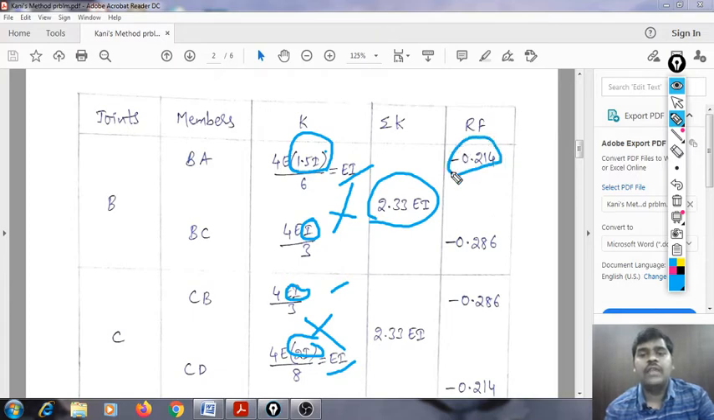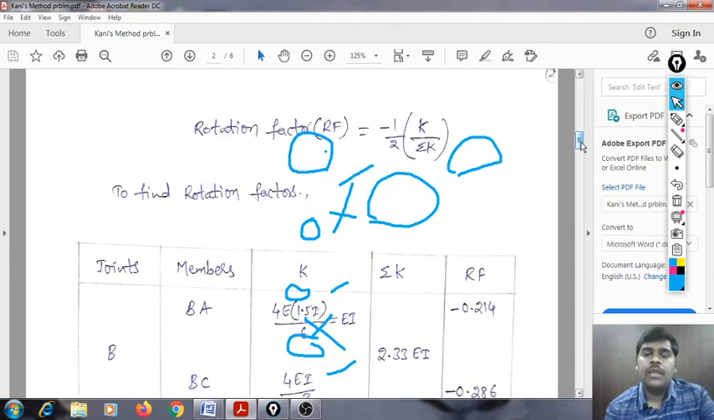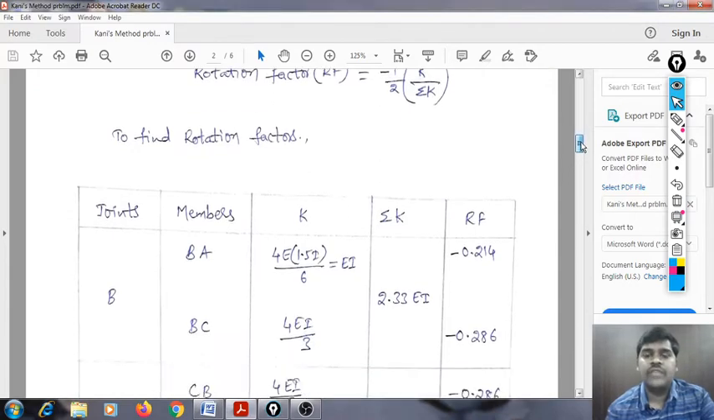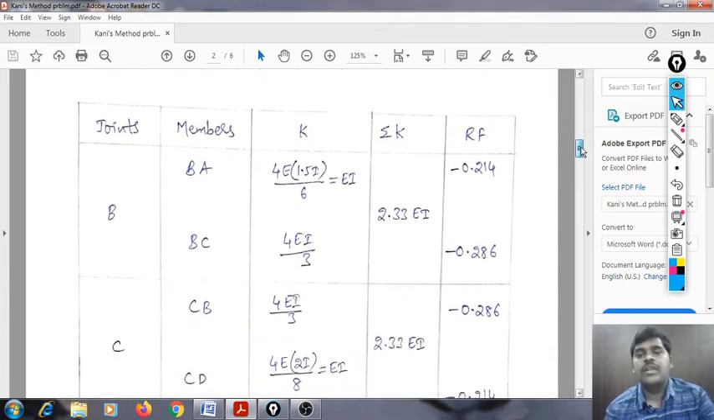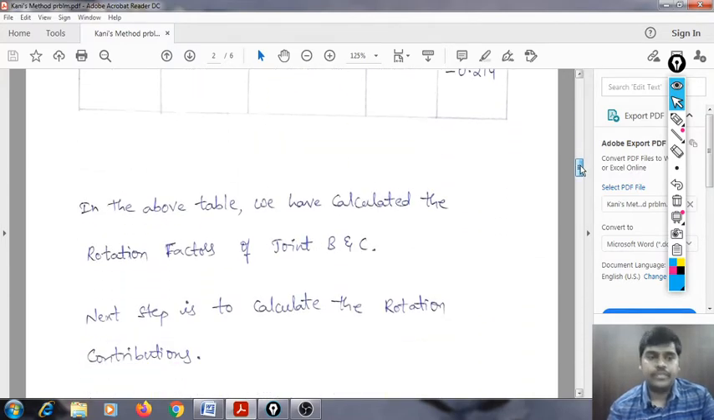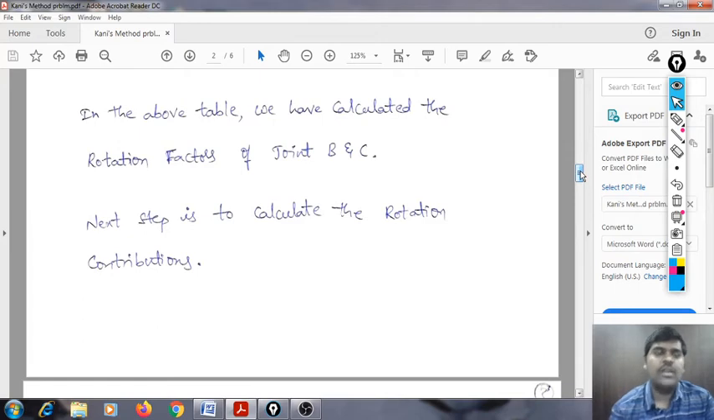So how do we get RF? Just now I told you RF is equal to minus 1 by 2 into K by sigma K. By using this rotation factor, we get minus 0.214, minus 0.286, minus 0.286 and also minus 0.214. So in the above table, we have calculated the rotation factors of joint B and joint C.